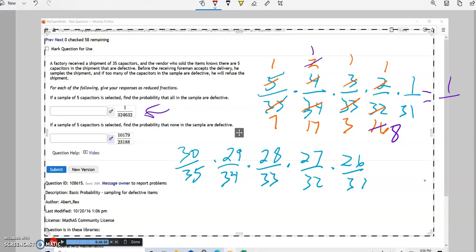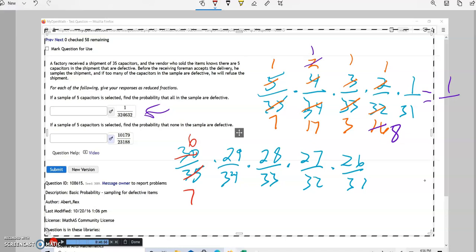The same thing. Now, what is the probability that none of them are defective? Well, there's 30 out of 35 that aren't defective. And then I do the same thing. 1 less, 1 less, 1 less, 1 less. Okay? So a 30 and a 35, let's see. They're both divisible by 5. So 30 divided by 5 is 6. 35 divided by 5 is 7.